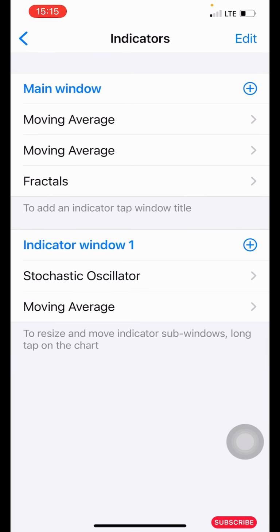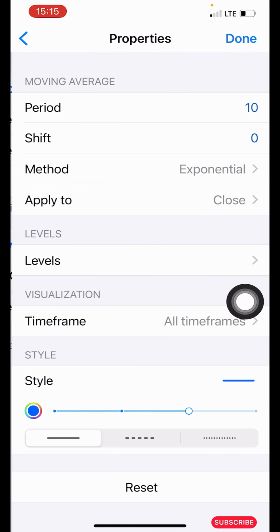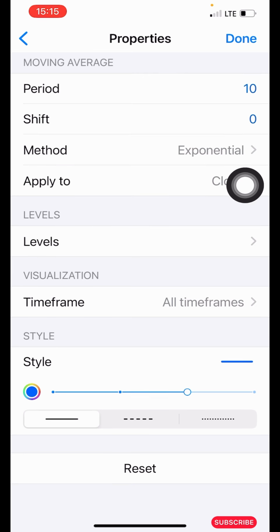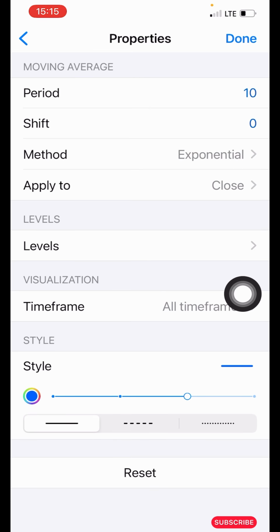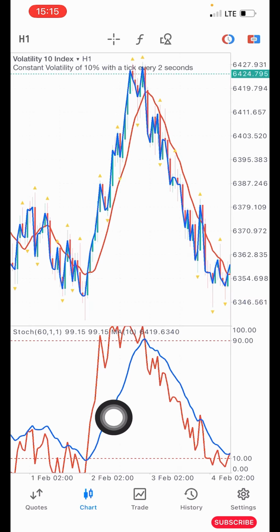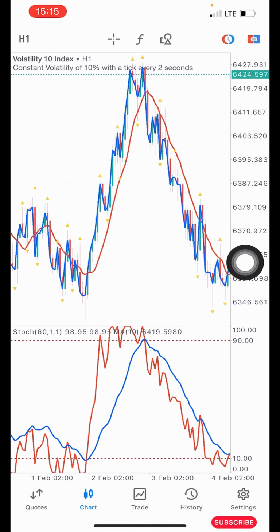Now the next indicator we have here is the moving average. You're going to be clicking on this indicator with the plus icon, then you search for your moving average. The period is 10, shift is 0, method is exponential, apply to is close. The level, you leave it as it is, time frame, all time frame. The style is color blue, and you click on done. Once you have set everything correctly as I've just explained, you are going to have a screen like this one here. Now how does the strategy work?